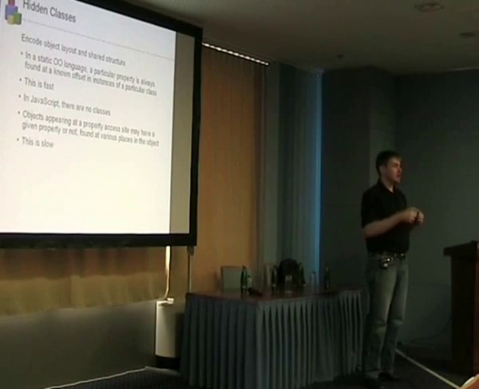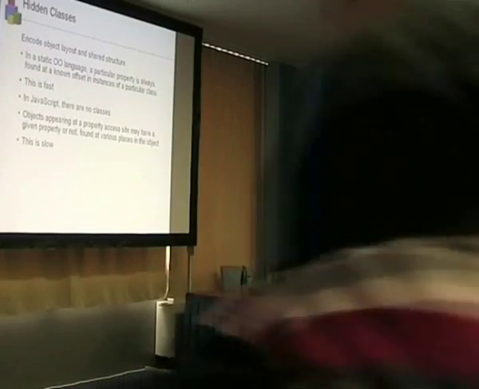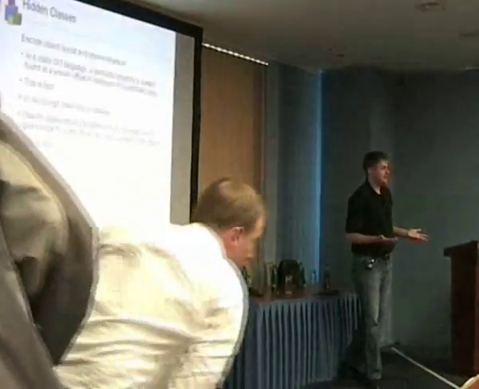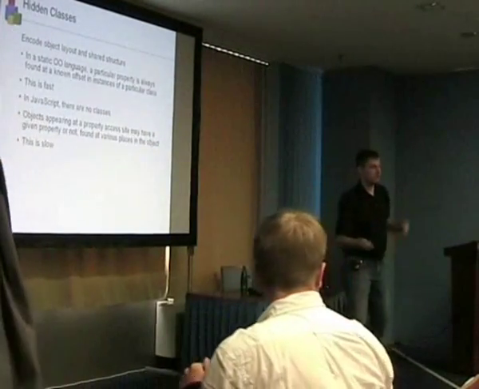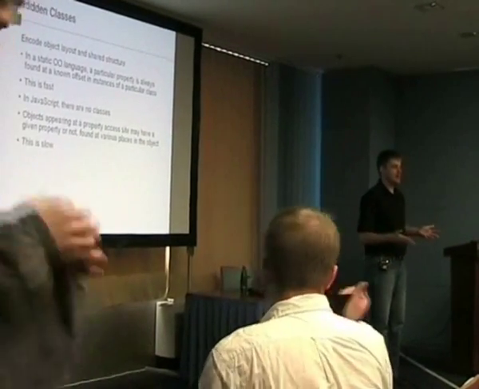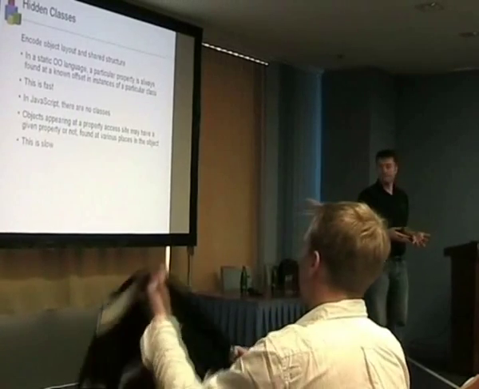All you have to do is go to a certain index in your object and directly load a value, and that's really fast. In JavaScript, we don't have any classes, and it's really dynamic. You can change your objects any way you like, and you don't know anything at an access site about your object.